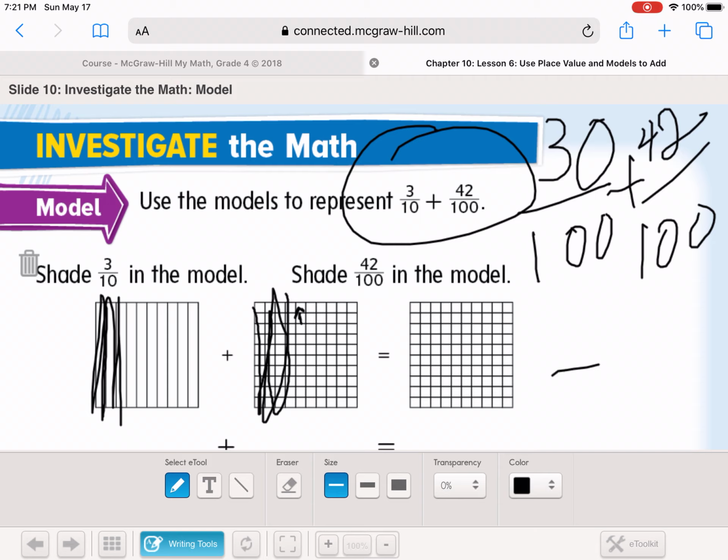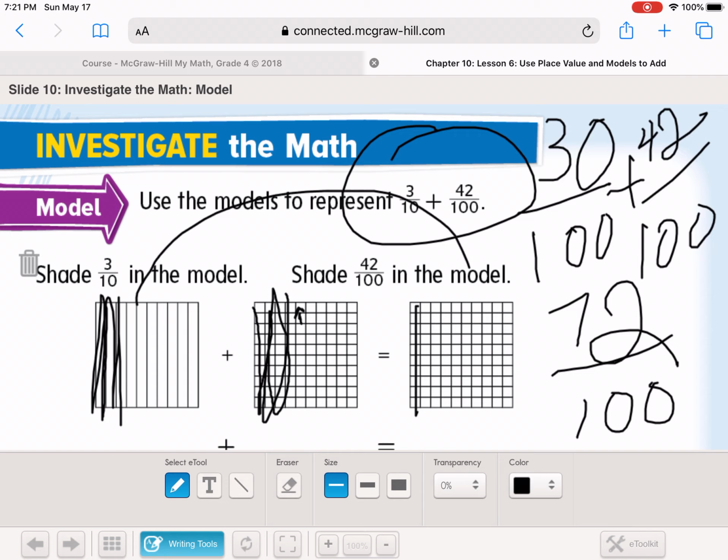Remember, my denominator doesn't change. It stays the same. And now this would be 72 over 100. So what they're saying is if you take this one, and I'm going to color it in here. 1, 2, 3, so I colored in 30. Now I'm going to color in 42 more. 1, 2, 3, 4. And how many did I color in? 72. So all I did was I made my 3/10.